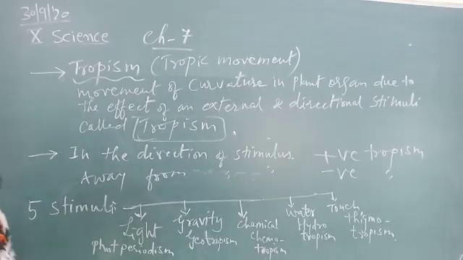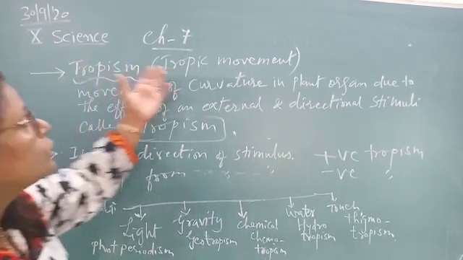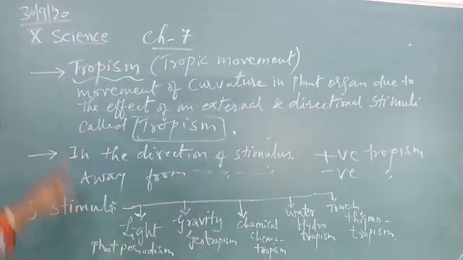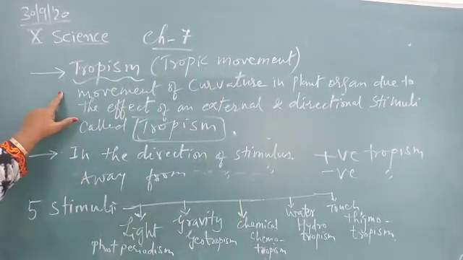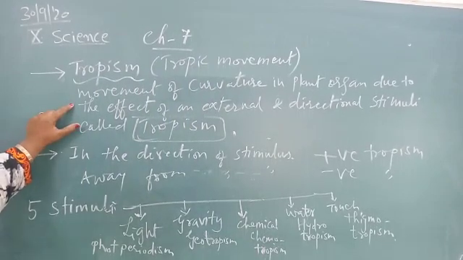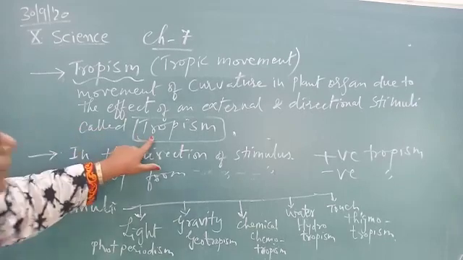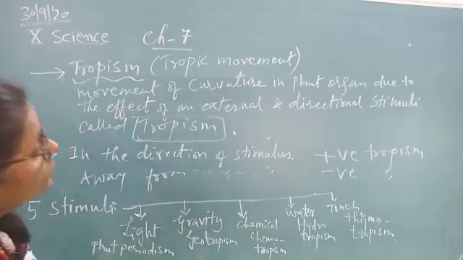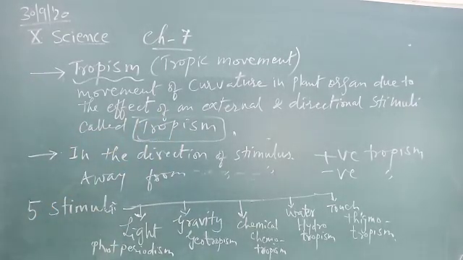Yesterday we had already discussed the plant showing tropism in response to other stimuli as well. Now what is tropism actually? Tropism is also called tropic movement. The movement or curvature of a plant organ due to the effect of an external and directional stimulus is called tropism. This is the definition of tropism.